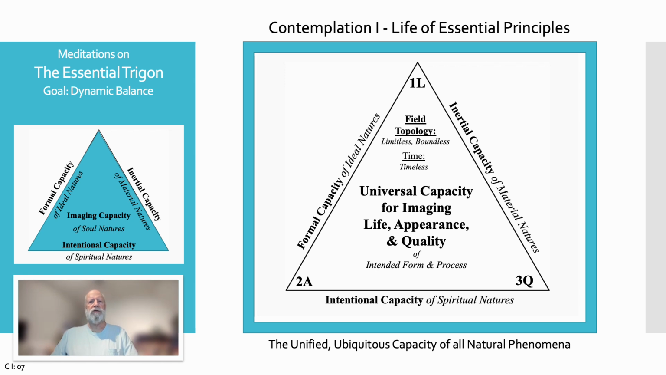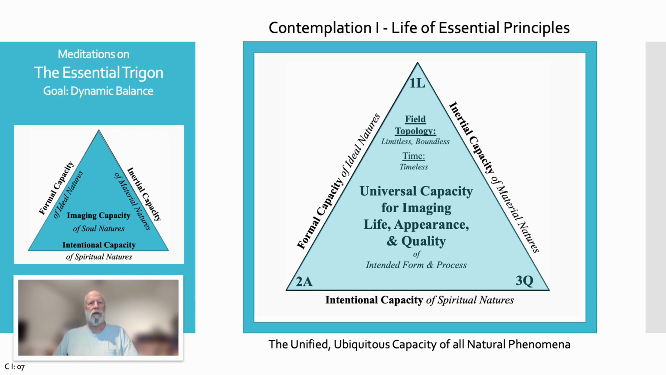Though we have associated these three distinct essential capacities with different aspects of the essential trigon for logical purposes as boundary constraints and related operational extents designated in each apex, the capacities for life, appearance, and quality of form and process are equally omnipresent in operational extent as represented here, though of varying intensity as existentially manifested in time and space.